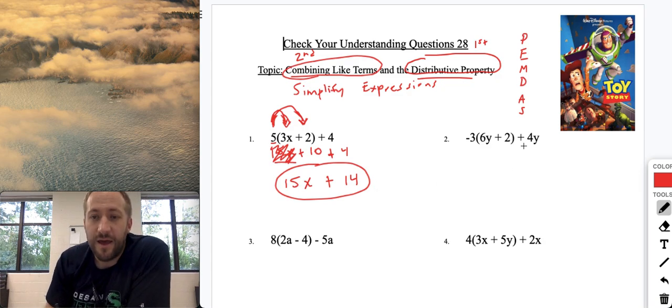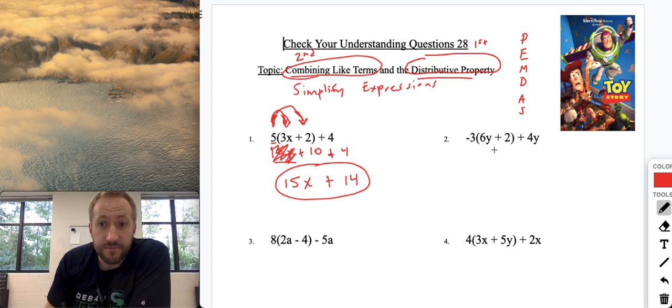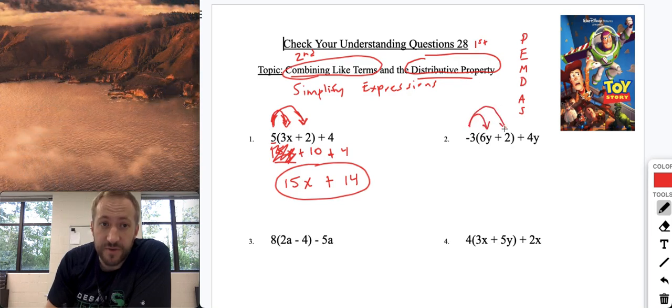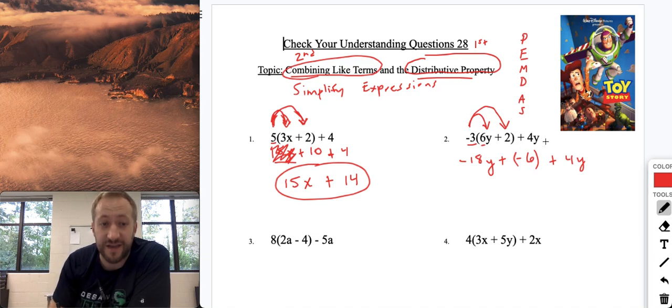Let's look at the next one. Wow, this is a lot as well, but it's similar. I'm just going to go and distribute because I use distributive property first. I'm going to distribute out to everything inside the parentheses. So negative 3 times 6y, I just multiply the numbers. I get negative 18y. Negative 3 times positive 2, that gives me negative 6. I'm going to keep that in parentheses just to keep the addition sign away from the negative sign. All right? And then plus 4y, I bring it straight down. I didn't distribute the negative 3 way over here because 4y is outside the parentheses.